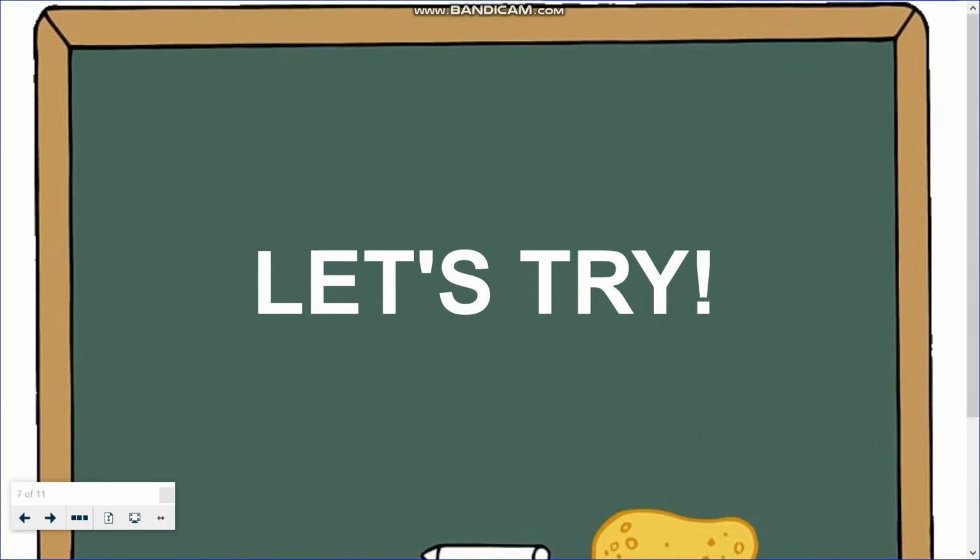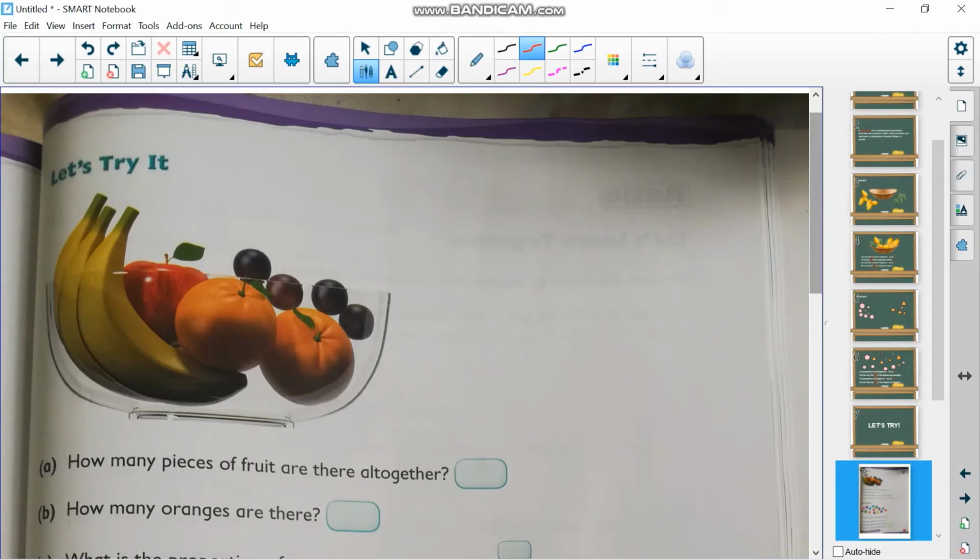Now that you know what a proportion is, let's try to work on the exercises in your student book and workbook. Let's start with your student book. Please look at the set of fruits inside the bowl and then answer the following questions. Letter A, how many pieces of fruit are there all together? You have to count all the fruits inside the bowl and write your answer here.